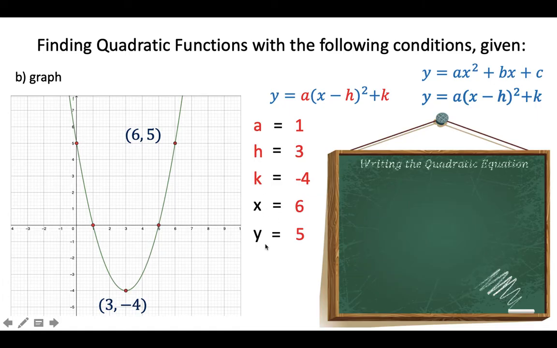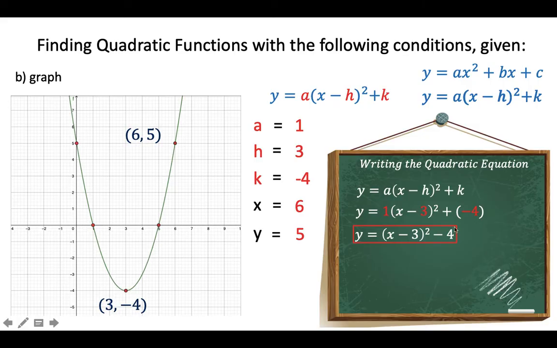We are now on the last phase, which is writing the quadratic equation. So write this function again and substitute the corresponding values, except the x and y. So our a is 1, our h is 3, our k is negative 4. Then simplify. This 1 times (x minus 3) squared is still (x minus 3) squared. Write down minus 4 and write down y, and this will be our quadratic function.